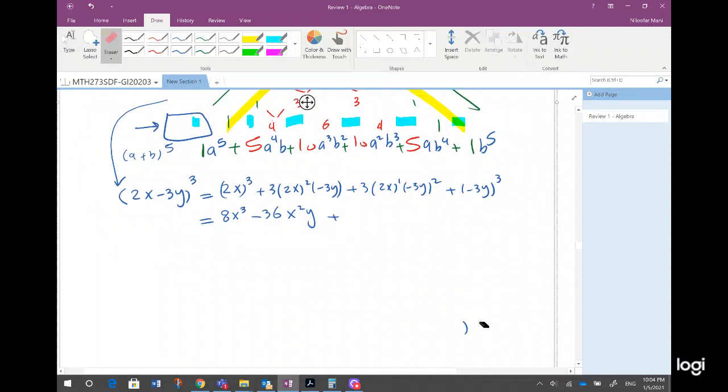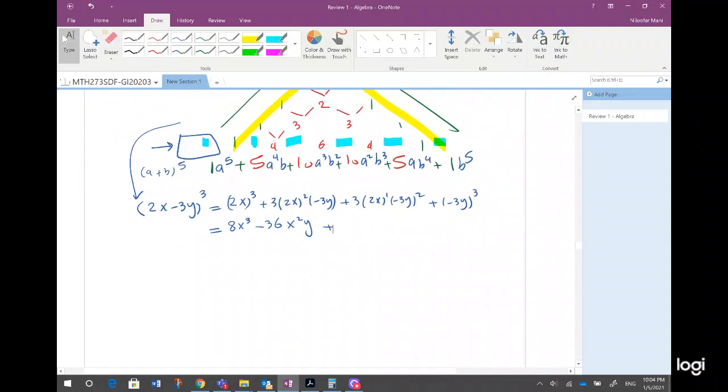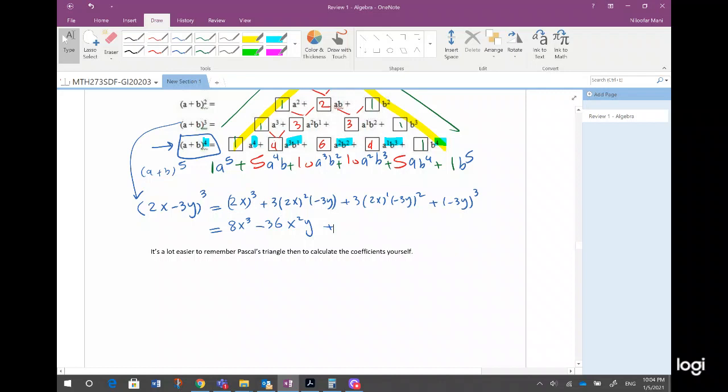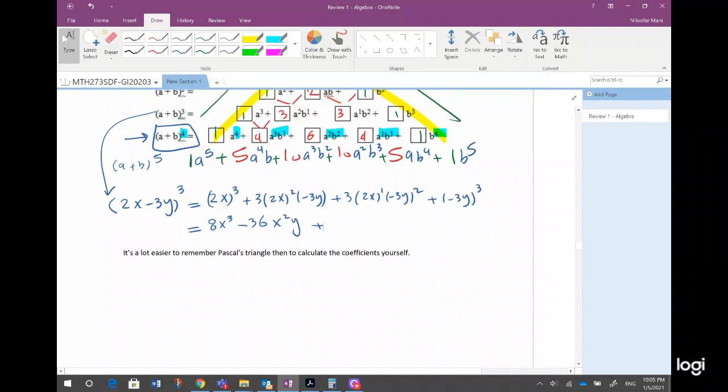So let me see what's going on here. Okay, so the other one is 3 times 2 is 6, 6 times 9 because minus 3 is squared, so 54, so it's 54xy squared. And the other one is minus 27y power 3, minus 27y cubed. Okay, so that's the answer here.